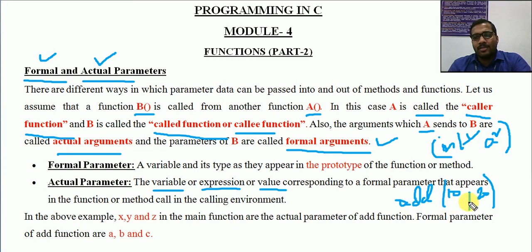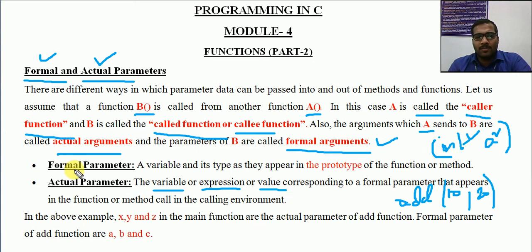Or we can have x, y, and x will be having one value, y will be having another value. Or we can have an expression also, like a plus b will be having some value, x plus y will be having some other value. So whether it is a variable, an expression, or a value, that will be part of the actual parameter, and the corresponding parameter present in the function definition is called the formal parameter.